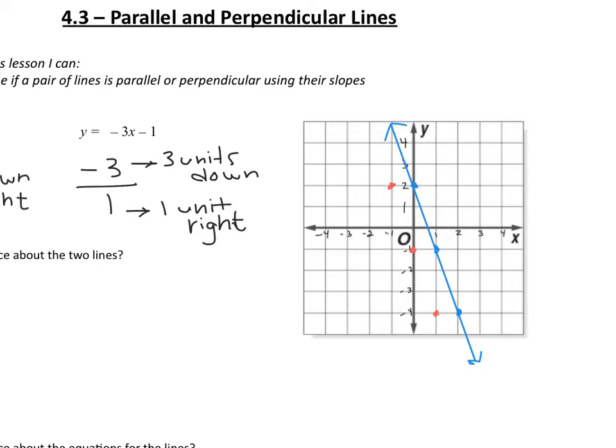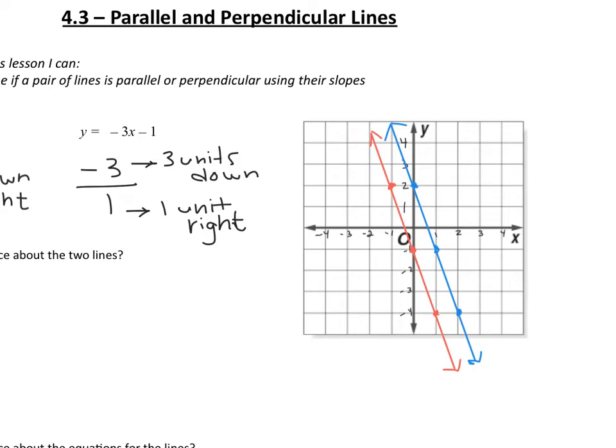And so now I have 3 points plotted for this equation, and I'm going to go ahead and connect them with a straight line. And there we go. So now I've got both equations plotted on the same Cartesian plane. So is there anything that we notice now that we see the lines graphed side by side?